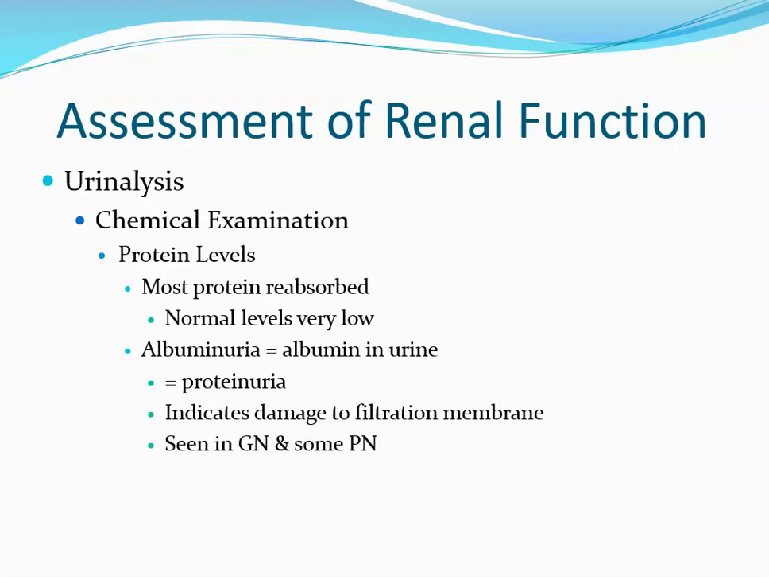You can also do a chemical examination of the urine. One is to look at protein levels. Most protein is reabsorbed, so normal levels should be very low, less than 150 milligrams per day. Albuminuria is when you see increased levels of albumin in the urine. This is also known as proteinuria. It typically indicates damage to the filtration membrane that is associated with glomerular nephritis and some forms of pyelonephritis.